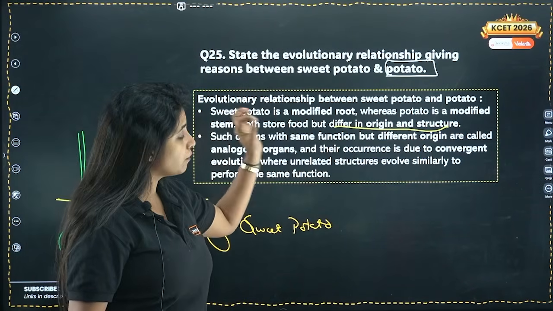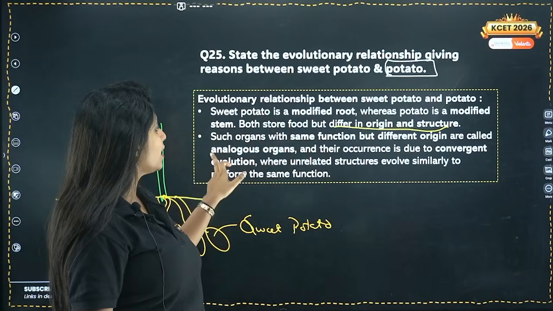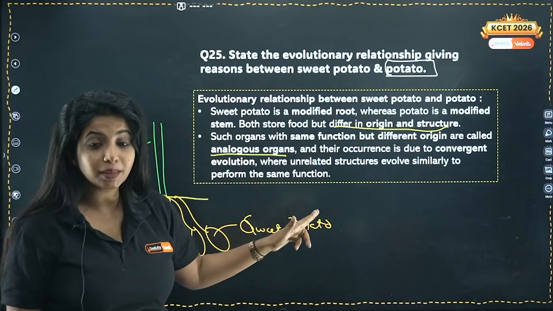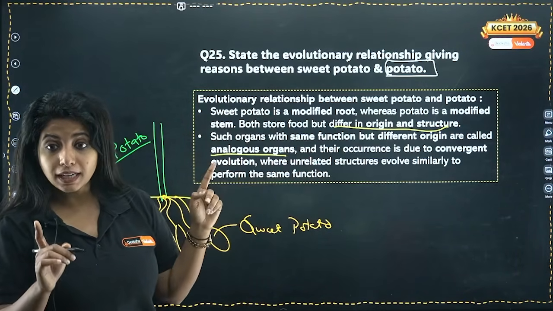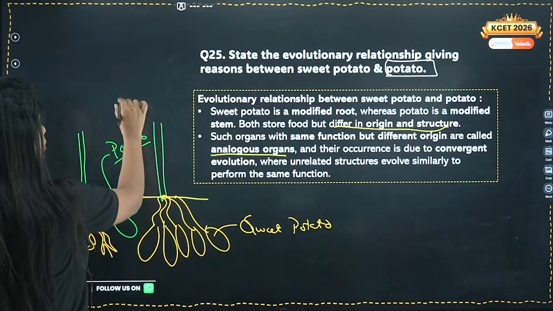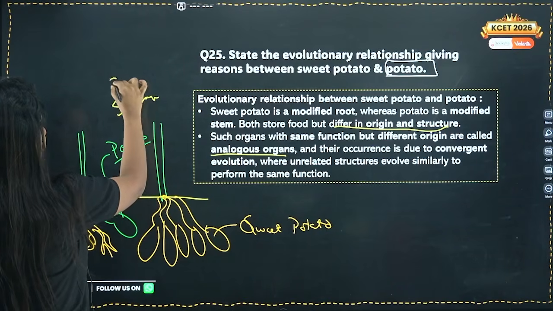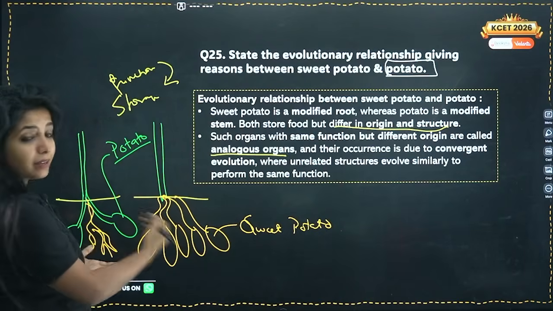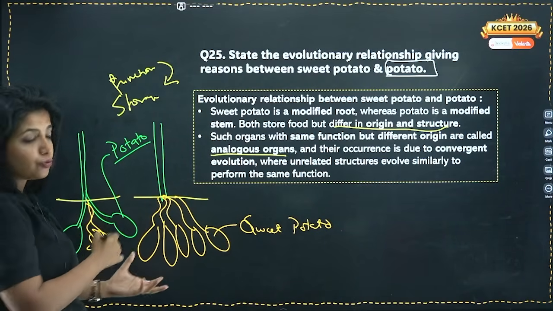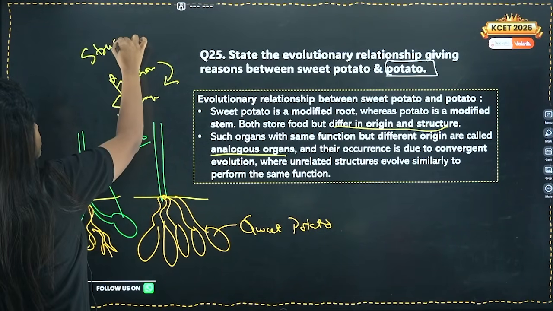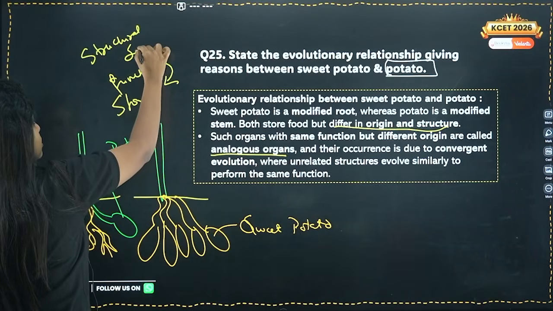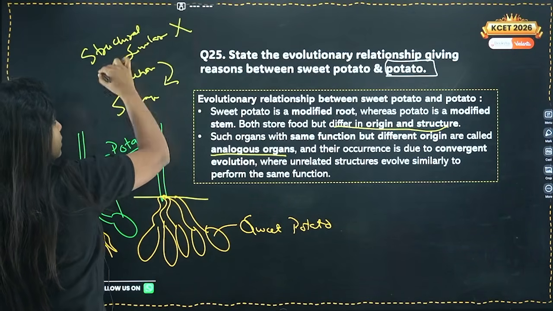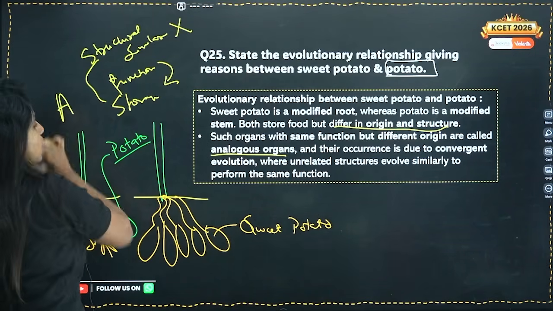Such organs with same function but different origin are called analogous organs. What do you call them? Analogous organs. So basically, they have the same function of what? Storage. The function is same, but structurally they are not similar. One is stem, one is root. So structural similarity is not there. Okay, structural similarity is not at all there. You call this as analogous organs.